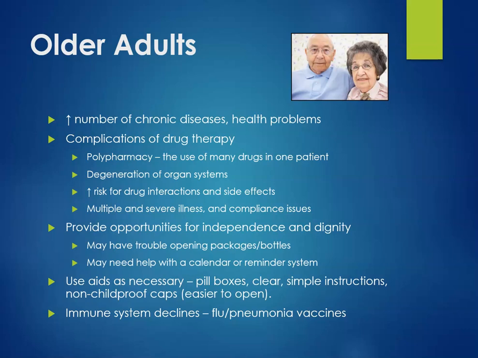And then we have to remember that as adults get older, we still need to be very proactive in our care of them in terms of preventative care. So they're good candidates for things like flu and pneumonia vaccines because those illnesses can be fatal in that population.